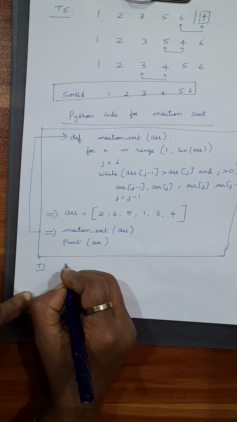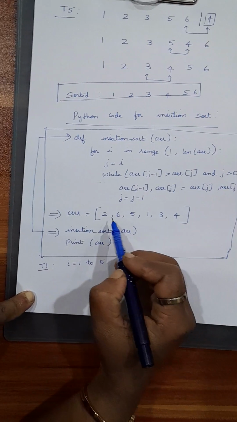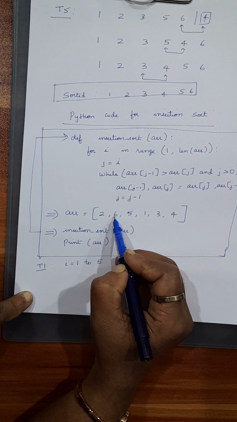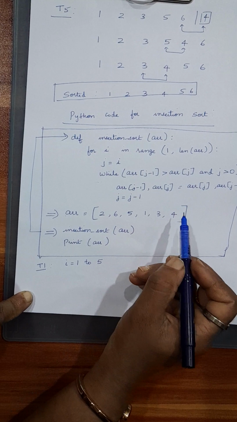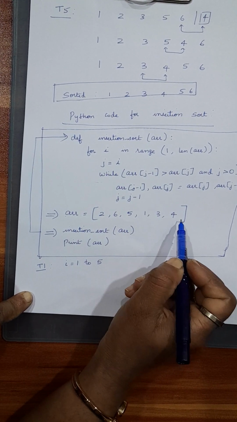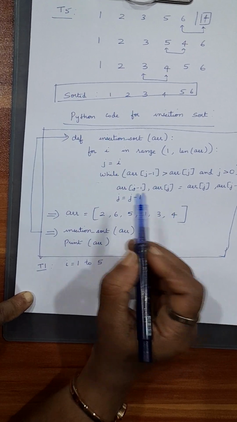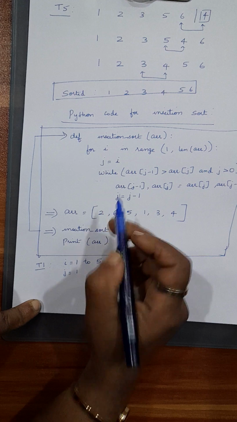Now it will come here. What is the first value of i? i is equal to 1, in range 5. So there is a check between index 1 and index 5, because length of array is equal to 6. So always it will be one element lesser than the overall length of the array. So j is equal to i. Now what is i? j is equal to 1.